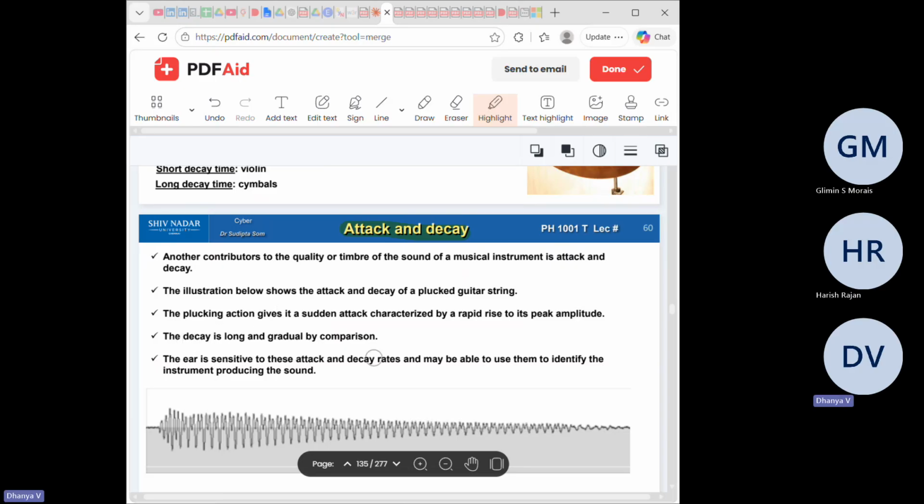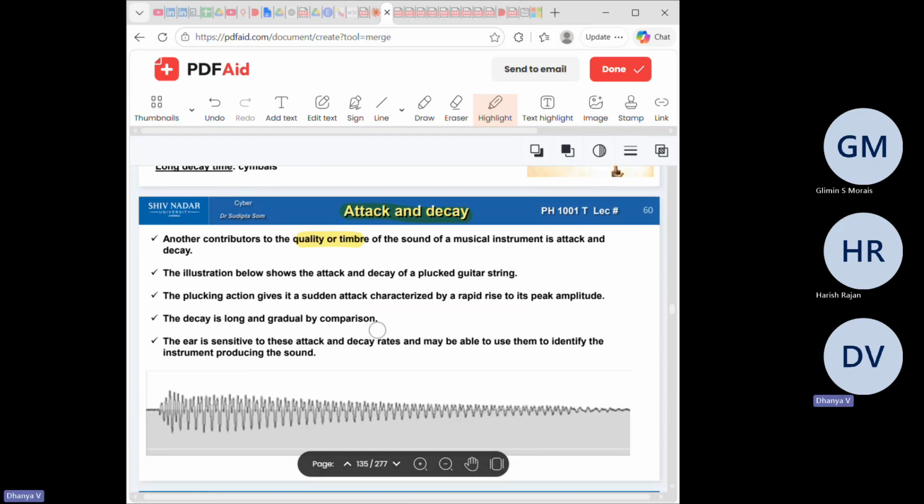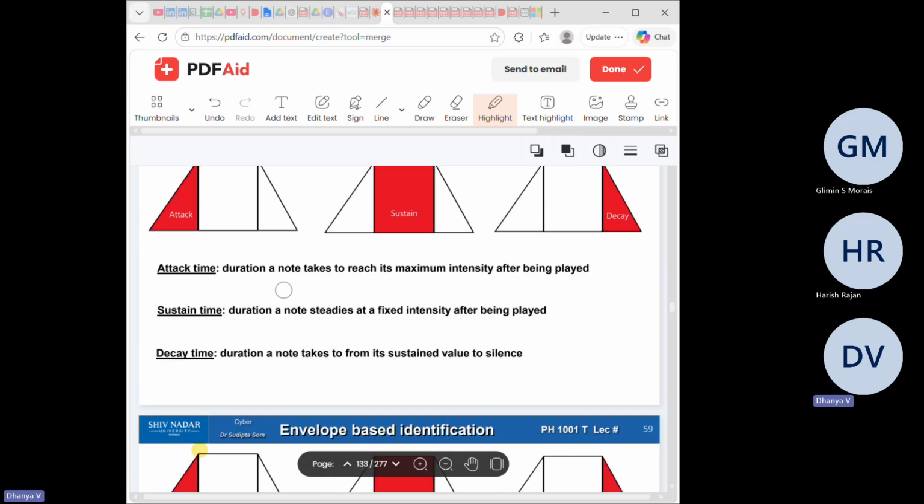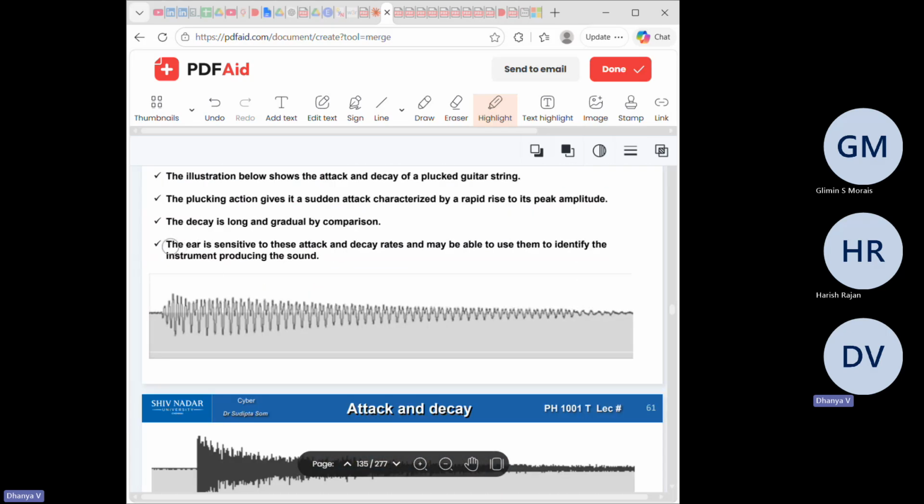They're just telling the same thing again and again. The decay is long and gradual by comparison. Another contributor to the quality of timbre is the attack and decay. Here they've given a guitar's attack and decay. Essentially, these three points are what you need to convey over here. These are just generalized points that they've given.